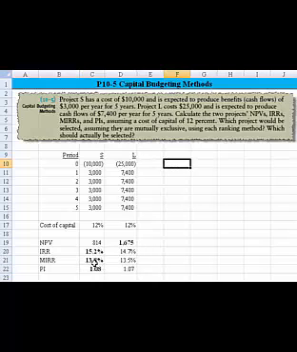Okay, now which of these is the best measure to use? Our book will point out that NPV is the superior method to use when faced with a capital budgeting decision.